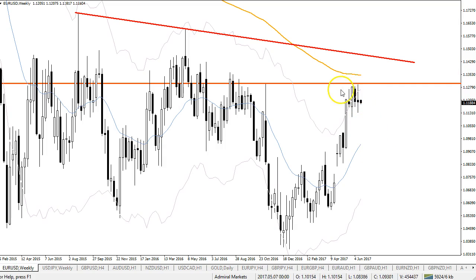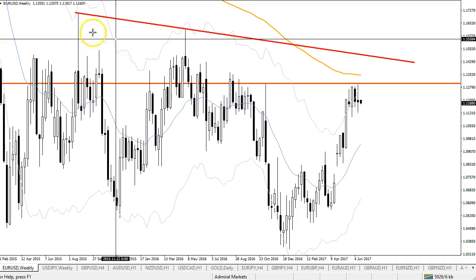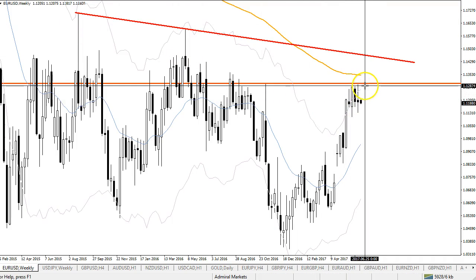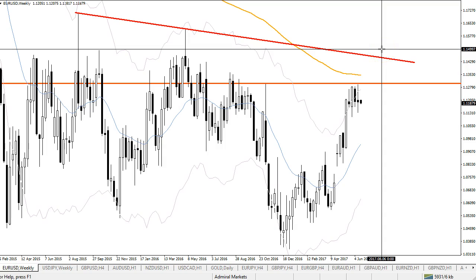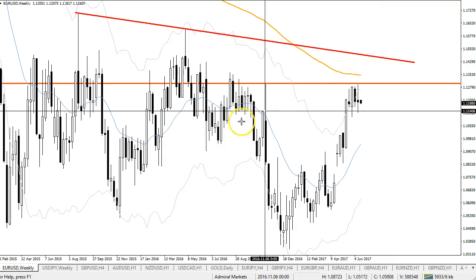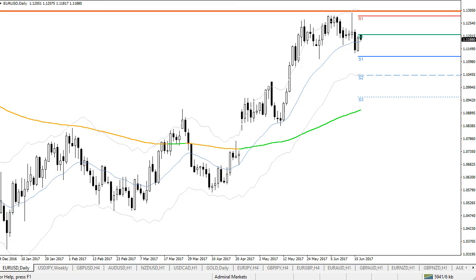But if price does break through 113 this week or next week, of course that does change the perspectives, and there could be some continuation breakout to, let's say, 115 to test that round psychological level as well. Now let's take a look at the daily chart.